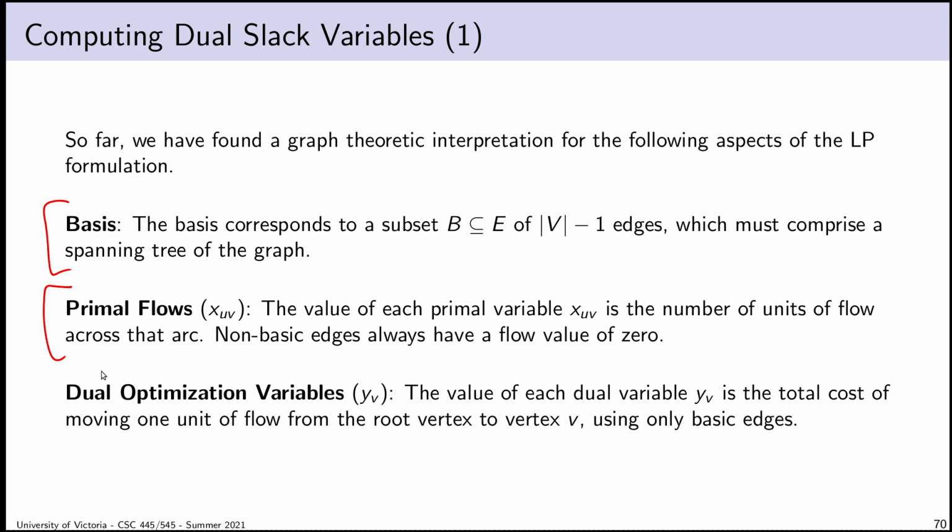And then finally, we were able to derive that the value of each dual optimization variable for each vertex v, the dual variable yv, will equal the total cost of moving 1 unit of flow from the root to vertex v using only basic edges, assuming that if I follow an edge in reverse, the cost of that edge gets negated.